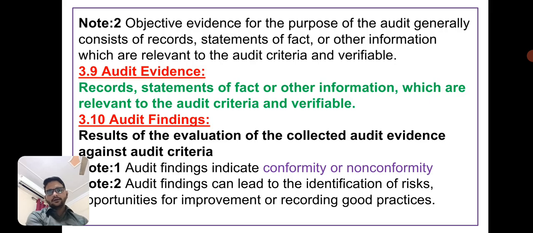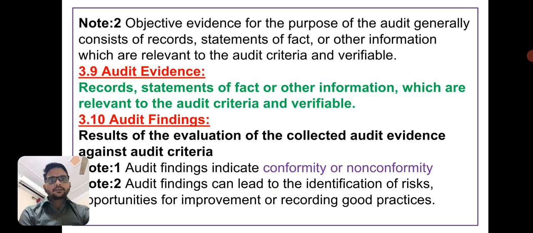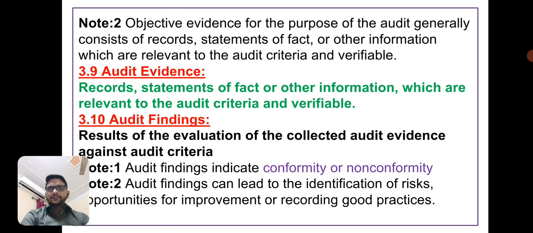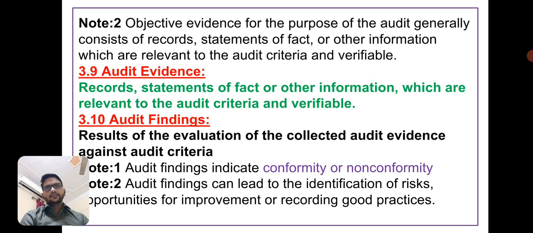Audit criteria, objective evidences, these are clear now. And audit scope is also clear. Next, audit evidences. Now, what records or statements of fact or information that are relevant to audit criteria and verifiable, those are the audit evidences. It means what records we collect during the audit, that is audit evidences.